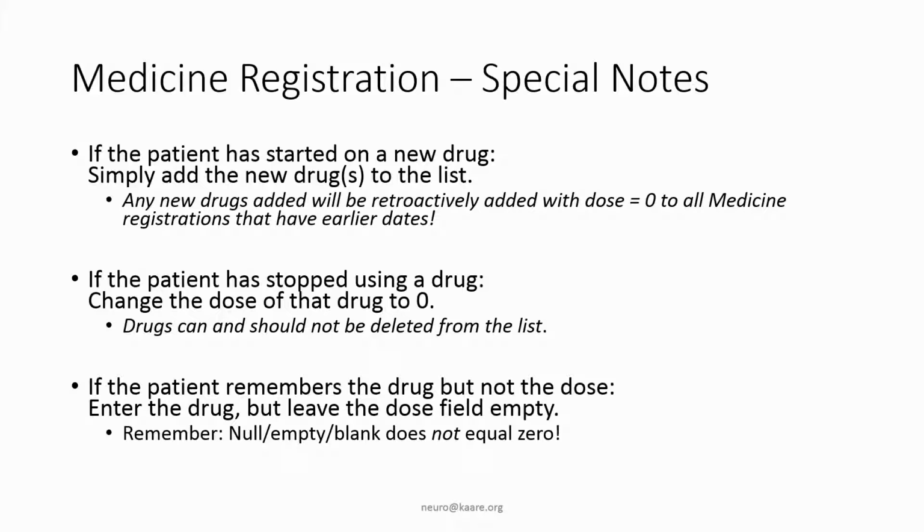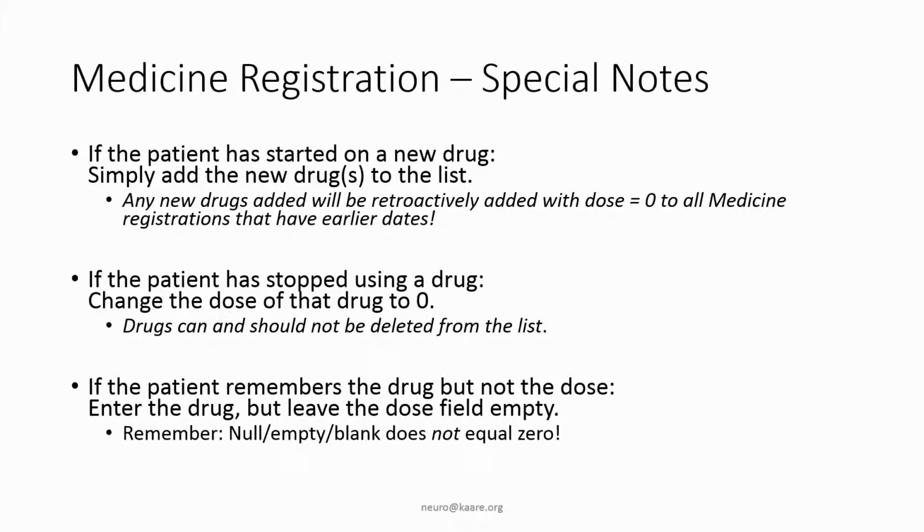If a patient remembers that he or she does take a drug but not the dose, enter the drug but leave the dose field empty. The reason for that is that an empty field does not mean 0. An empty field, called also null or empty or blank, just means that we know the patient is indeed taking the drug, but we don't know which dose.